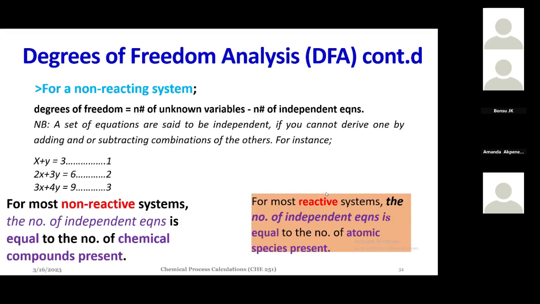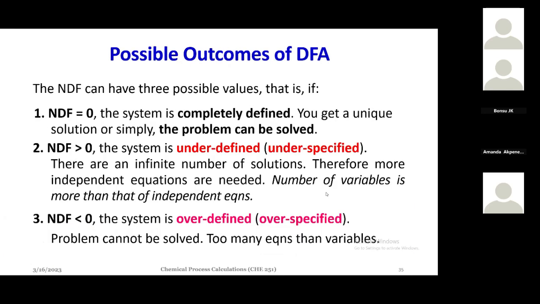And then for most, we'll talk about the reactive systems tomorrow. Today we are looking at non-reactive systems. When your degree of freedom is zero, it means that the system is completely defined. You get a unique solution, or simply the problem can be solved. Now, when your degree of freedom is greater than zero, the system is undefined or underspecified. That means you have a smaller number of equations, and when you still want to go ahead and solve that, you're going to get an infinite number of solutions.